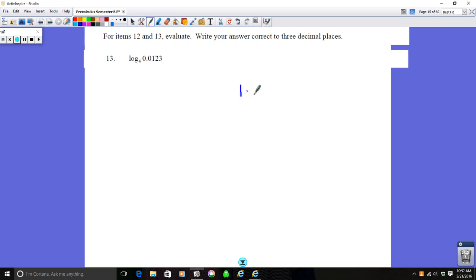13. Again, this is going to be log using the change of base formula if you don't have the newest of the new calculators. 0.0123 divided by log of 4. And rounded, this is negative 3.173, rounded to the third decimal place.